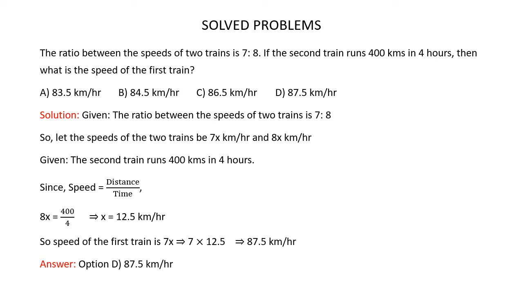Since we are asked to find the speed of the first train, we know that the speed of the first train is 7x kilometers per hour. So here we know x is equal to 12.5 kilometers per hour. So the speed of the first train is 7x, which means 7 multiplied by 12.5, which is 87.5 kilometers per hour. So the speed of the first train is 87.5 kilometers per hour. So the correct answer is option D, 87.5 kilometers per hour.